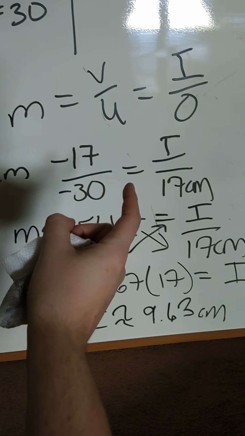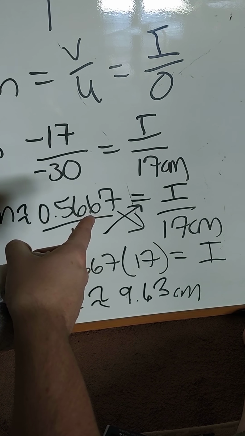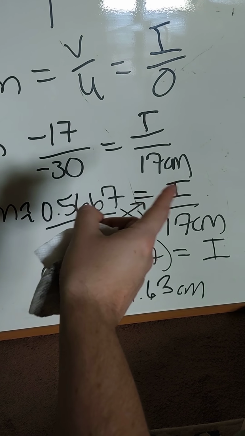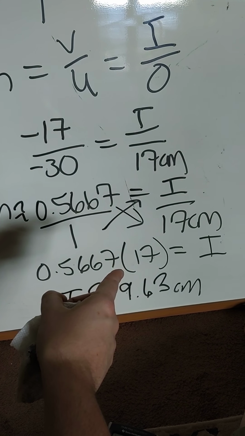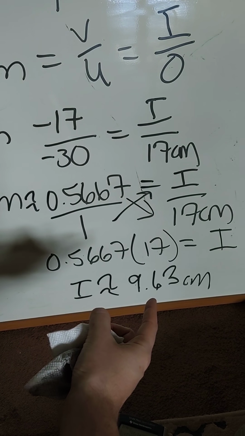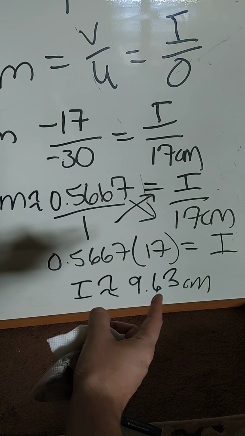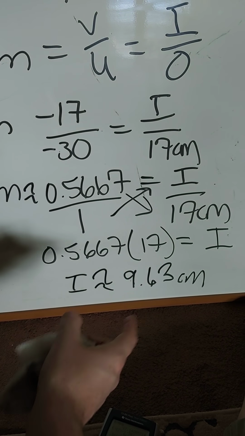And then we took the next step to find the image size, which is 0.5667 equals I divided by 17, which is an upright image. And it gave us about 9.63 centimeters, which tells us that this image is also upright or erect.